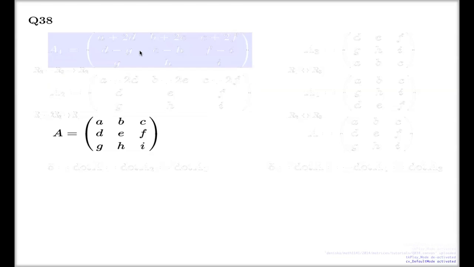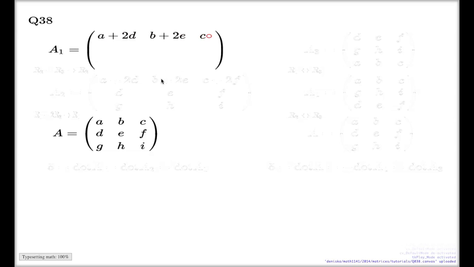You're given a matrix A, 3 by 3, where the entries are just labeled with the first 9 letters of the alphabet. And you know that the determinant of this matrix is 5, if I'm not mistaken. That's the setting. What the question then goes on to say is: find the determinant of the matrix like so.